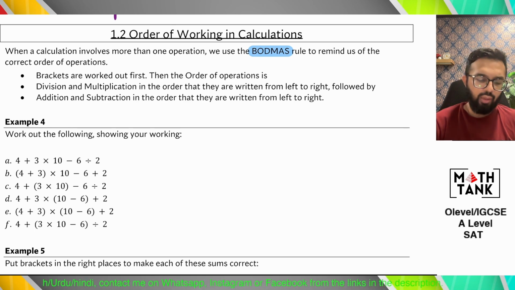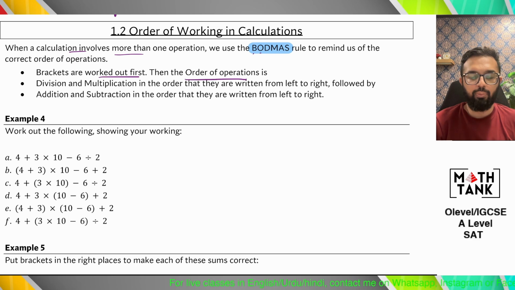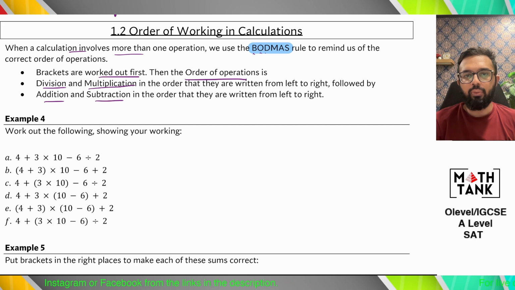Okay, it says when a calculation involves more than one operation, we use the word BODMAS. Brackets are worked out first. So if you have a bracket, you work it out first. I'm going to show that to you when I'm doing the calculations. Then the order of operations, so B is bracket and then the order of operations is DMAS. DMAS is division, multiplication, addition, and subtraction in the order that they are written from left to right. So we have to follow this rule. If there's a bracket, let's resolve that first, then do division, then multiplication, then addition, and then subtraction.